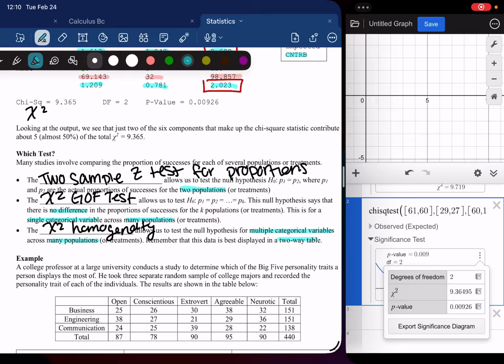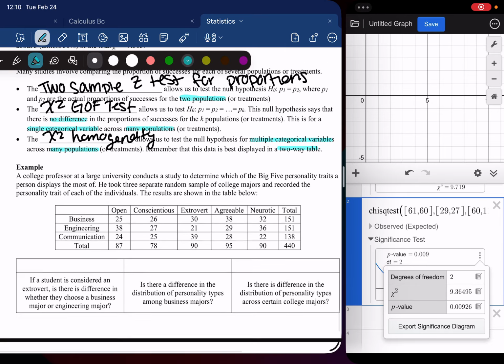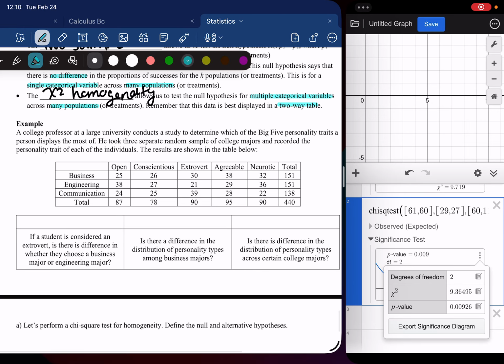Of course, in these notes, we know that we're only working with chi-squared because this unit is on chi-squared. But once we look at the AP exam, they're not going to be broken apart into sections, so you're going to have to be able to identify the inference on your own. Okay, so let's look at an example. It says a college professor at a large university conducts a study to determine which of the big 5 personality traits a person displays the most of. He took 3 separate random samples of college majors and recorded the personality trait of each individual. The results are shown in the table.